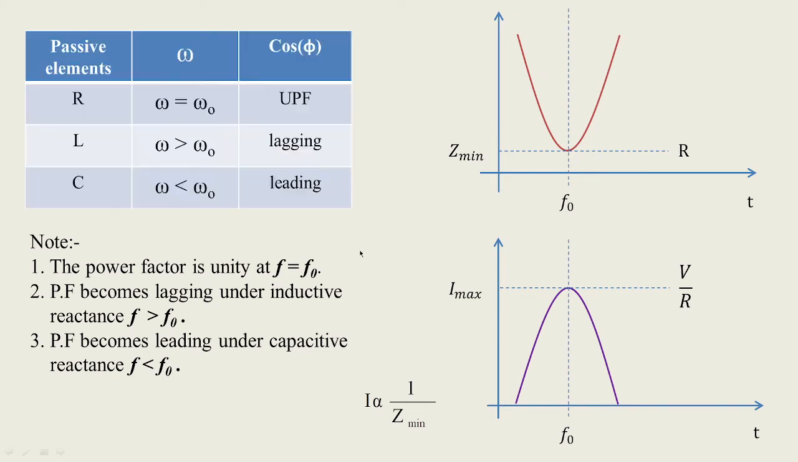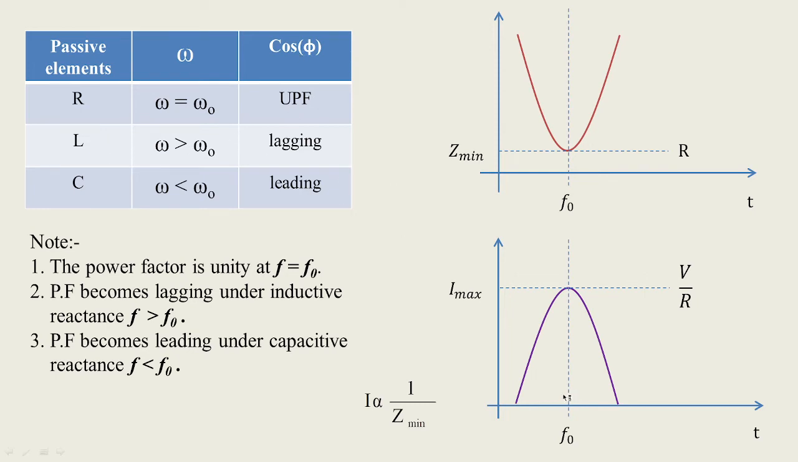It is better if at all you make a tabular column for these passive elements RLC with the changed value of angular frequencies. With the help of natural frequencies, you can obtain the angular frequencies. So at resonance, that is at omega is equal to omega naught or F is equal to F naught, you're going to get the phase angle as 0. Therefore, power factor will be unity power factor.